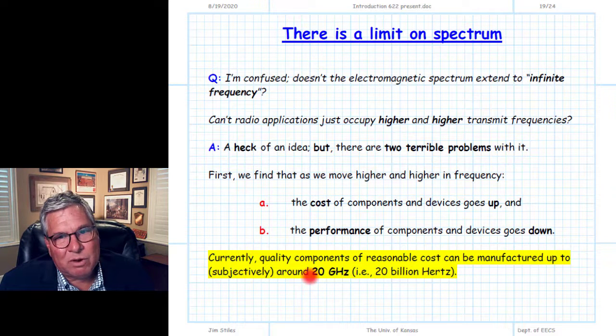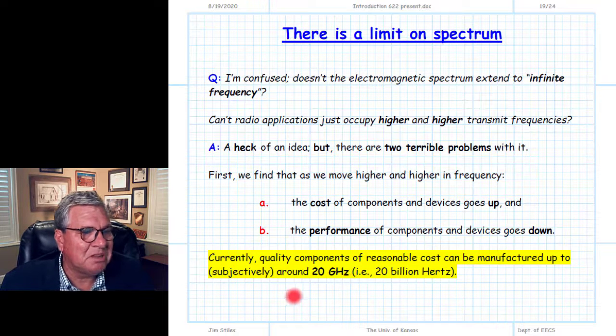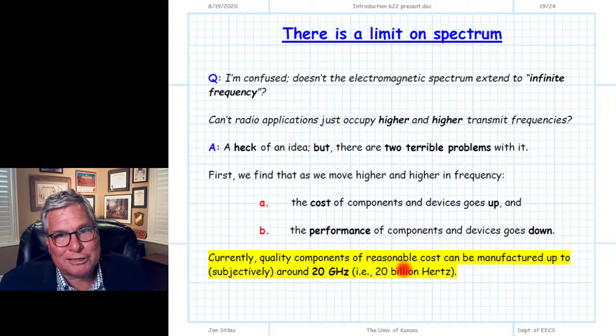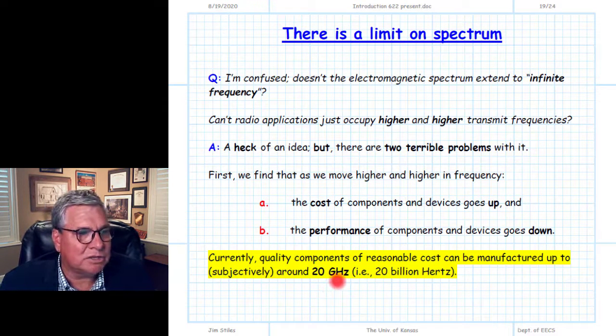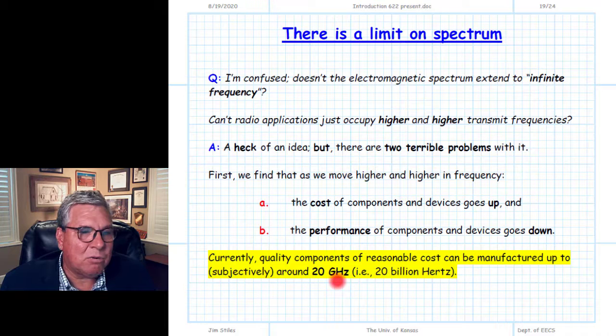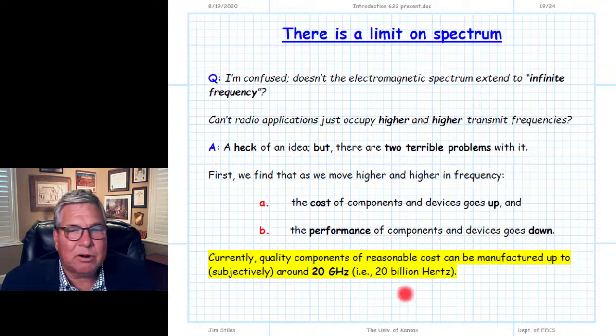So if I put a limit on the breakpoint where it's just not practical to go beyond, based on the current technology, I'll say around 20 gigahertz. Now, this is arguable. It's completely subjective. It all depends on what you mean by reasonable cost and performance, of course. This is probably moving upward. 20 years ago, I would have been very confident saying 20 gigahertz is the upper limit. In fact, I might have been thinking that was stretching it a bit. Now we're starting to move into higher and higher frequencies, moving up toward 100 gigahertz, even with respect to components and things that are being built. So this number obviously can change.